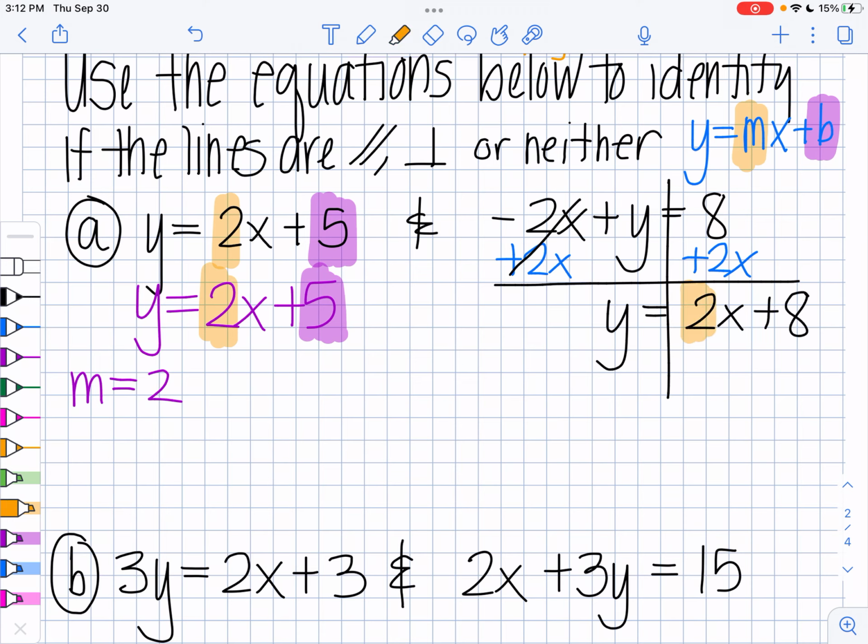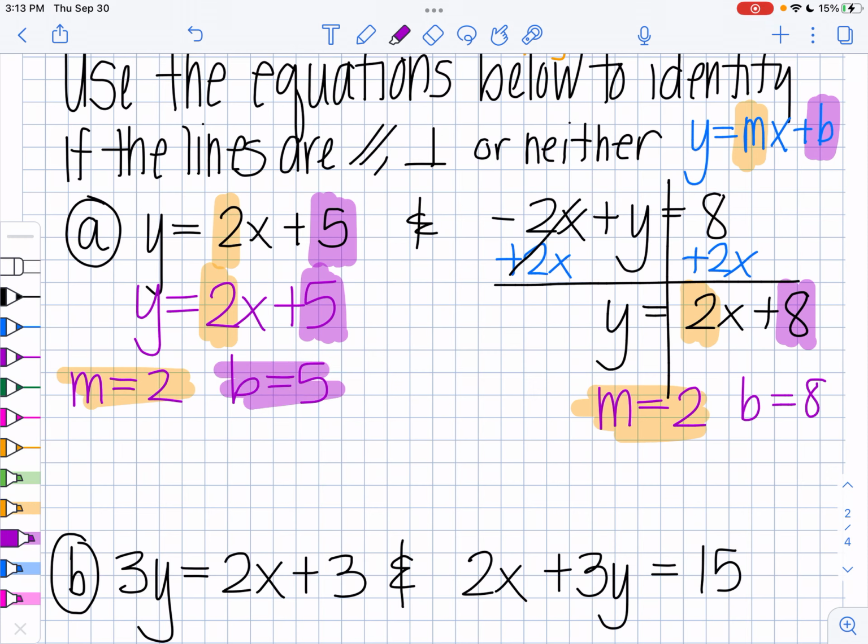So my slope is the number that's next to my x, and my y-intercept is the number that's by itself. My slope right here is 2, and my y-intercept is 8. So my slopes are both 2. So I'm looking for same slopes, different y-intercepts. That is correct. So these lines are parallel.